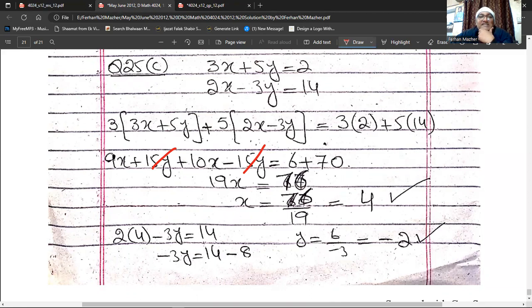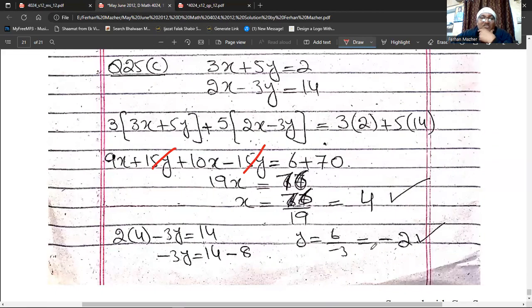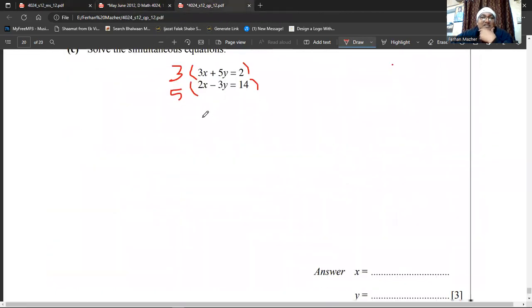So put this in this equation, or you can put it in the first equation. There's no problem. So take this equation, and in the place of x I will put 4. So 2 into 4 minus 3y is equal to 14. So minus 3y is equal to 14, and this will go to this side, minus 8. So the minus 3y will be equal to 6, divided by minus 3. So it is minus 2. So x is 4 and y is minus 2. 4 and minus 2 is the right answer, sir.